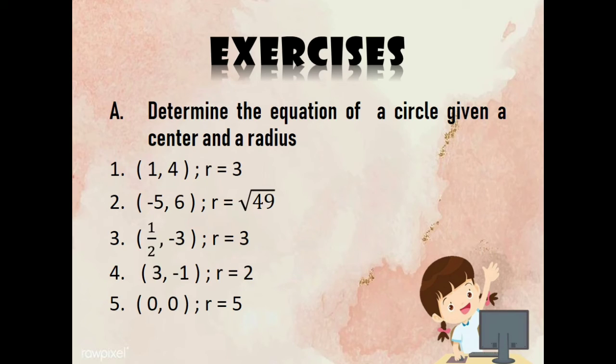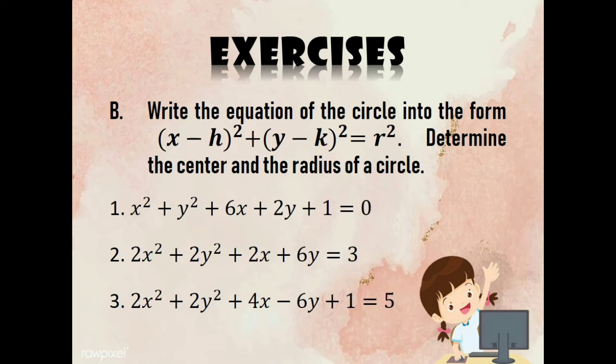So I've prepared some exercises. In test A, determine the equation of a circle given a center and a radius. In test B, write the equation of the circle into the form the quantity x minus h raised to the power of 2 plus the quantity y minus k raised to the power of 2 equals r squared. Determine the center and the radius of the circle.